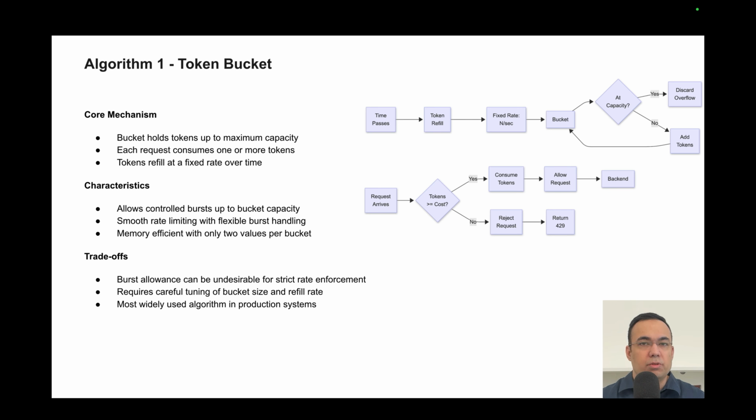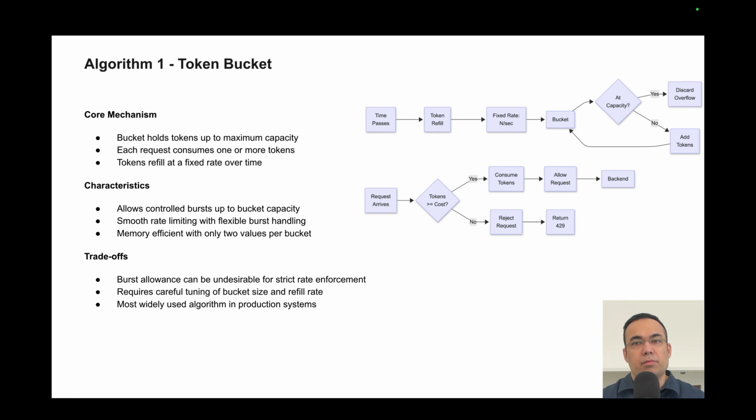The token bucket has several important characteristics. It allows controlled bursts up to the bucket capacity. If the bucket holds 100 tokens and has been idle, a client can immediately make 100 requests. It provides smooth rate limiting with flexible burst handling. And it is also memory efficient, requiring only two values per bucket: the current token count and the last refill timestamp.